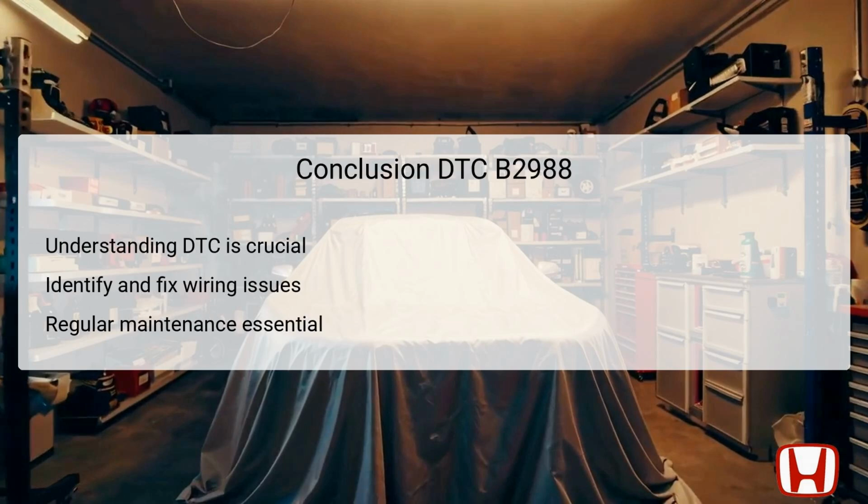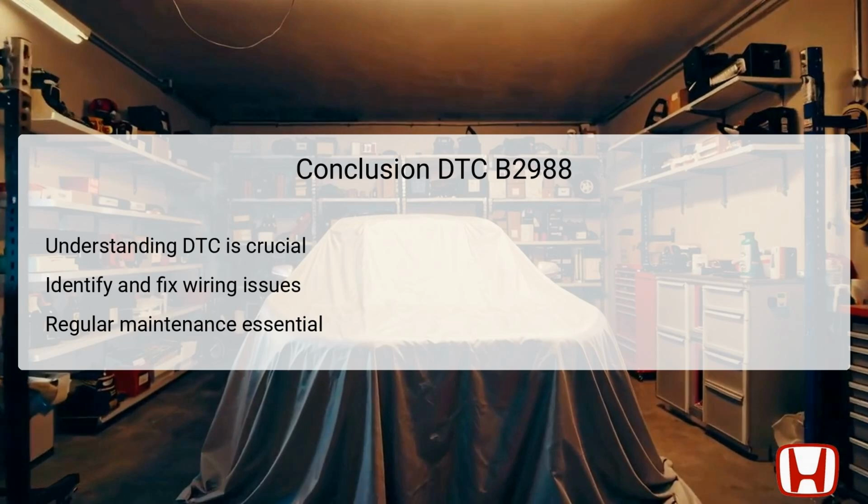In conclusion, understanding DTC B2988 is crucial for efficiently diagnosing and resolving issues related to the AC compressor variable capacity control solenoid circuit in the Honda Accord models from 2017 to 2023. Identifying specific wiring issues, such as open circuits or shorts to ground, is vital for effective repairs and ensuring that the air conditioning system operates correctly.